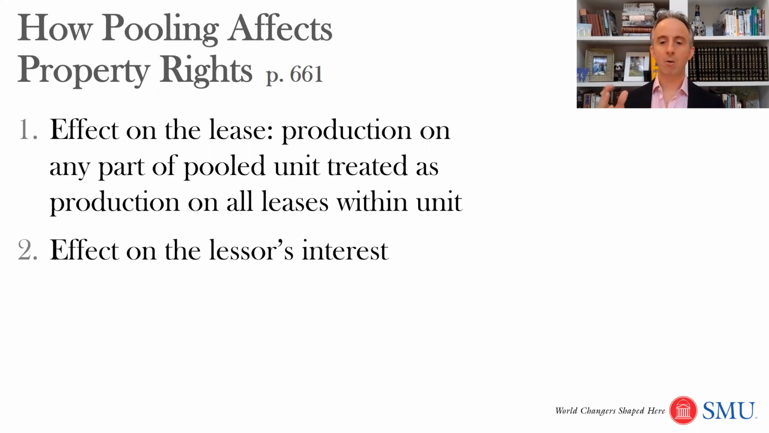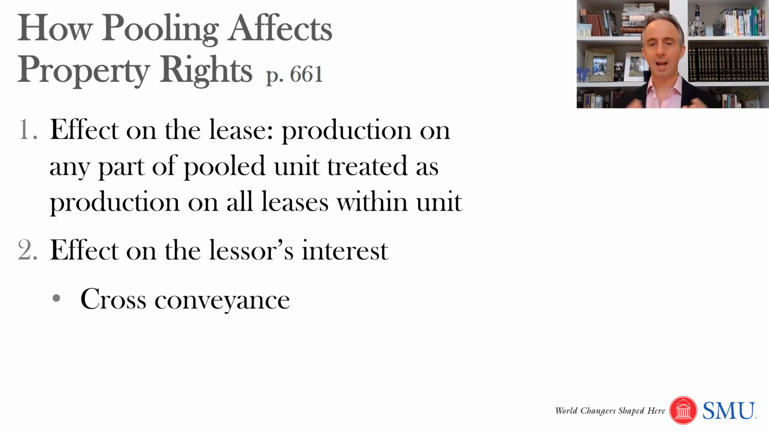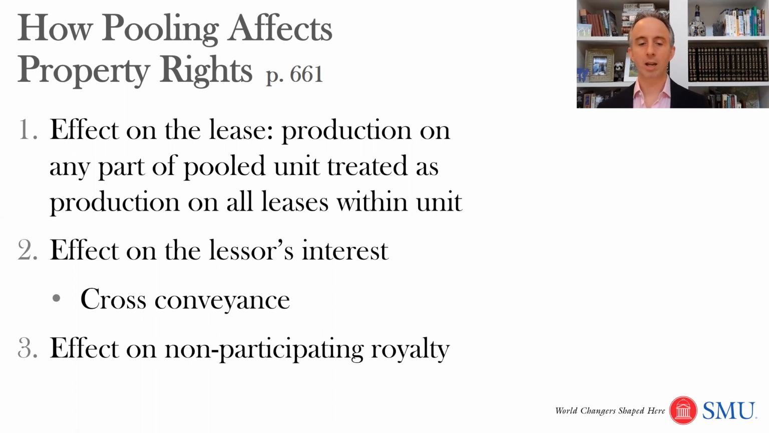We also want to think about how it affects the lessor's interest. The lessor has a background interest in his or her land, a reversionary interest that reverts to him or her once that lease ends. But how is that affected by pooling? We'll see that one common theory is that effectively there's been a cross conveyance of interest between those neighboring landowners who pooled their land together for a unit.